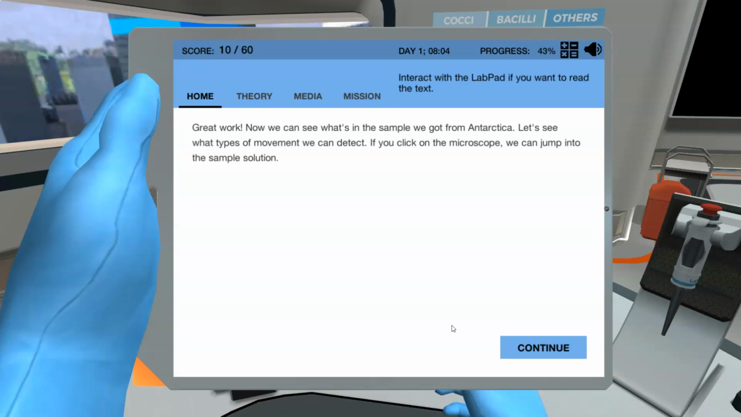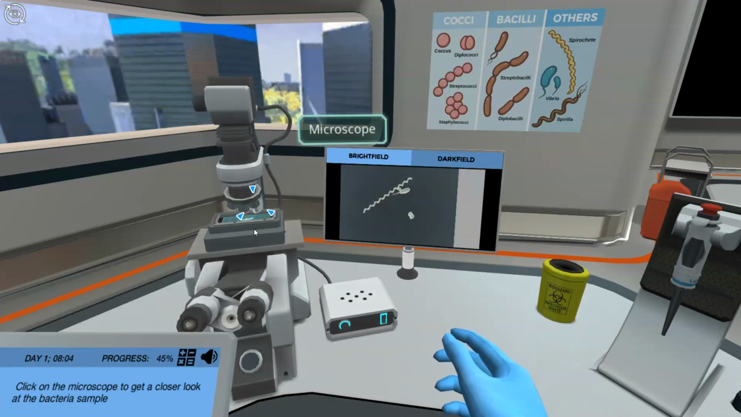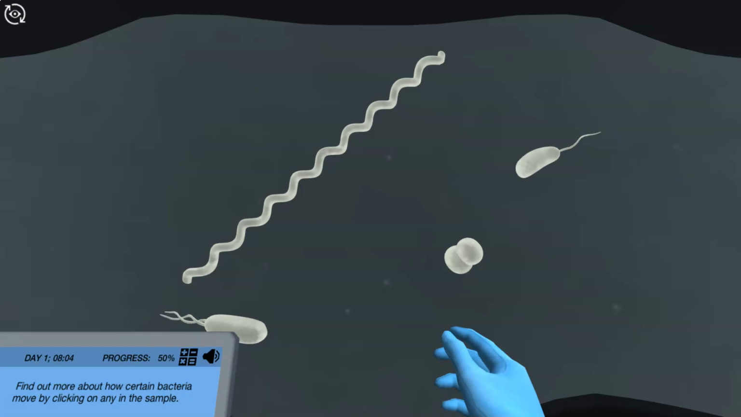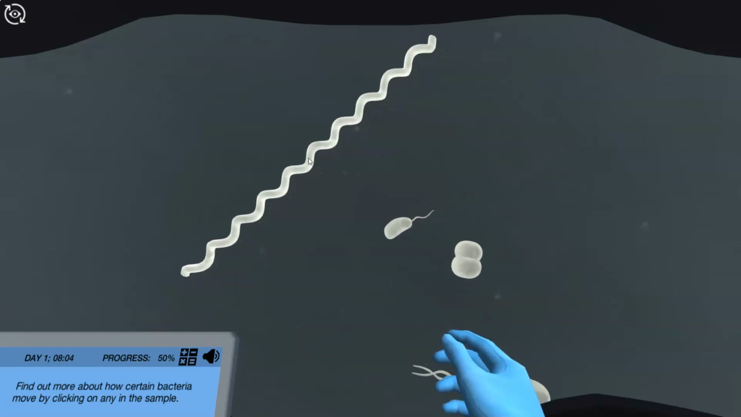Great work. Now we can see what's in the sample we got from Antarctica. Let's see what types of movement we can detect. If you click on the microscope, we can jump into the sample solution. Click on the microscope to get a closer look at the bacteria sample. Find out more about how certain bacteria move by clicking on any in the sample.